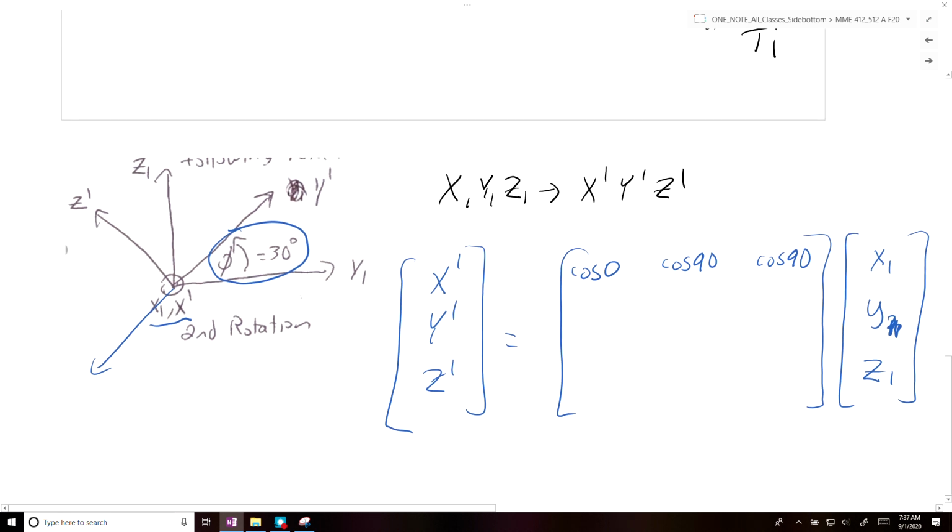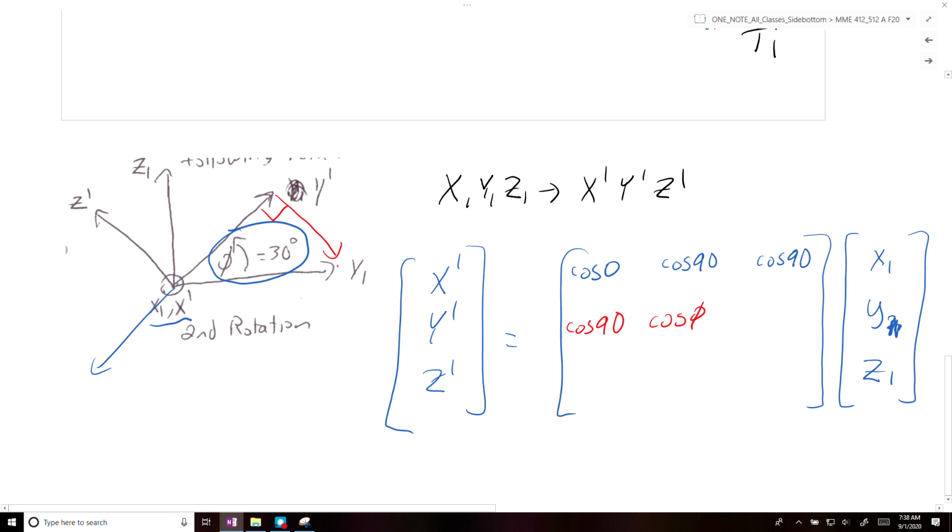The first one is the projection of x1 onto y prime. Since x1 is 90 degrees from y prime, the projection would be equal to 0 because it's going in a perpendicular direction, and so that would be equal to the cosine of 90 degrees. The projection of y1 onto y prime would be equal to y1 times the cosine of 30 degrees, or cosine of phi.